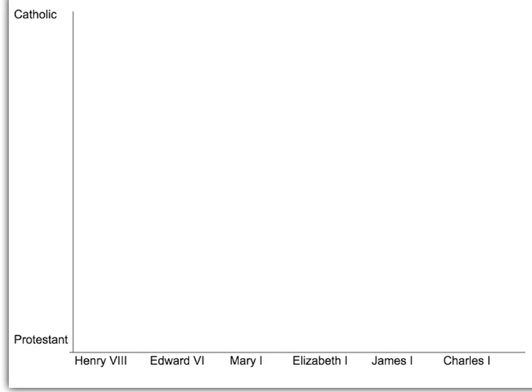Now, using your math skills, what you're going to do in your exercise book is plot a graph. On the y-axis, we've got Protestants and Catholics. If you're at the top, you're very Catholic. If you're very Protestant, you're here at the bottom, and obviously in the middle would be a compromise between the both. Along the bottom we have the reigns of the various kings and queens.